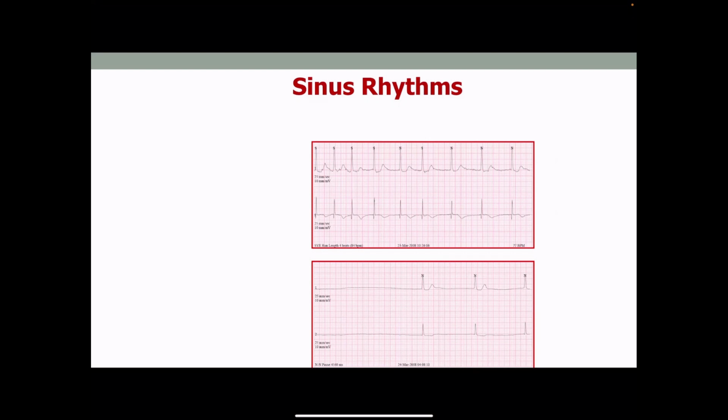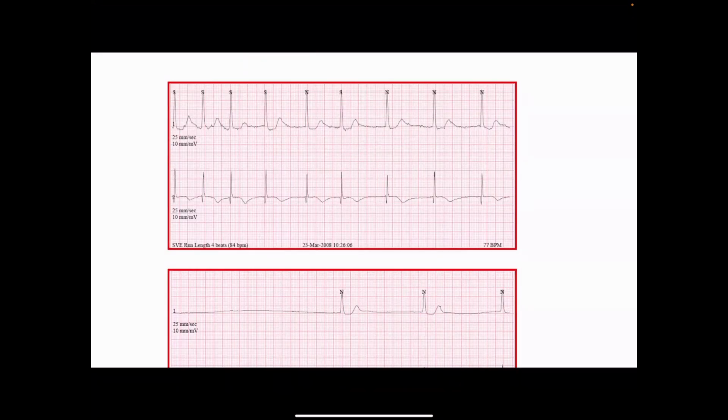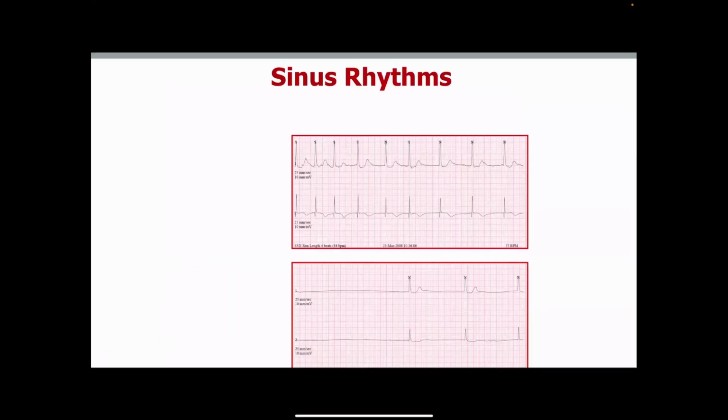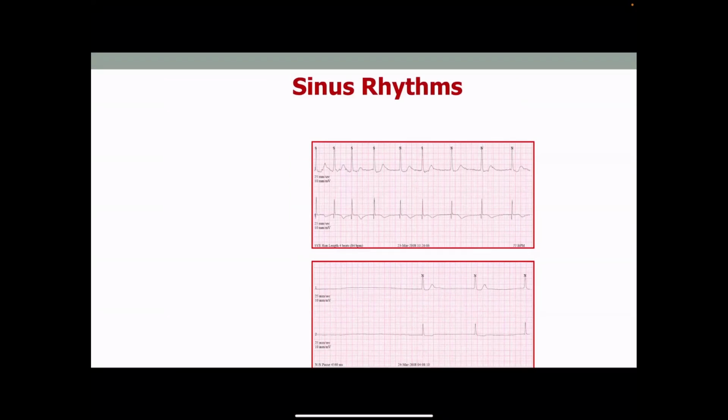Mobitz 2 in the top one. Mobitz 2. Why do you think it's Mobitz 2? The first one is first degree. It's not Mobitz. It's sinus arrhythmia, the one with the inspiration and expiration.